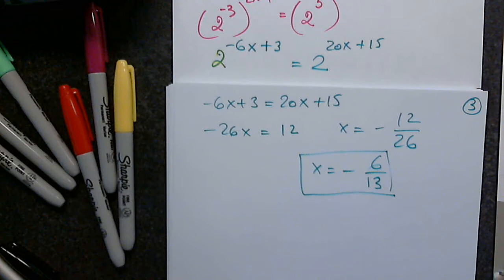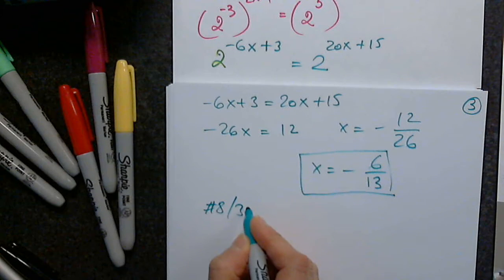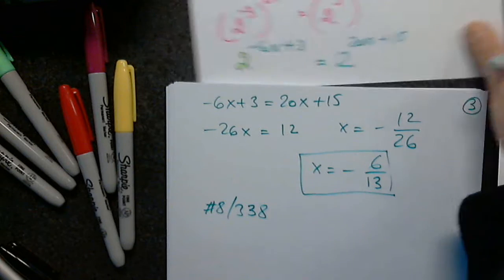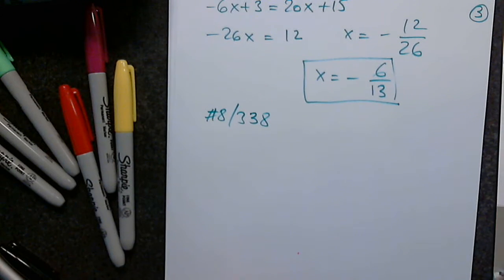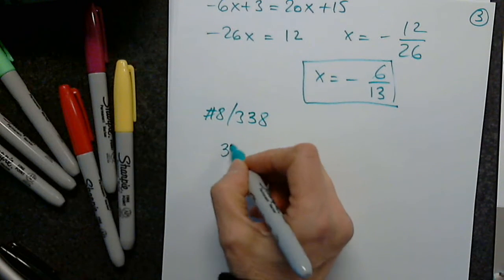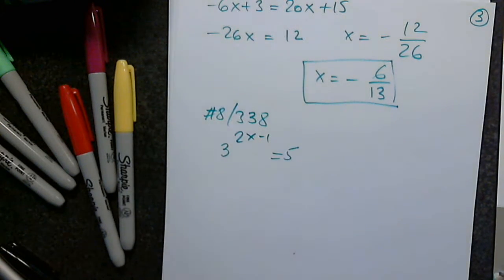Okay, on page 338. Problem 8. So we're moving away from easy, simple exponential equations. Now these are not trivial anymore. 3 raised to 2x minus 1 equals 5. But still not very difficult.